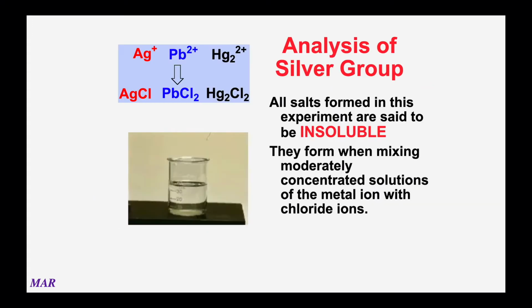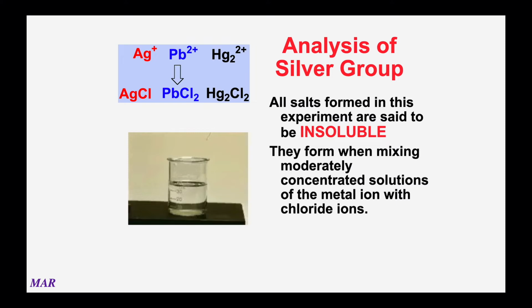The silver, lead 2+, and mercury 2,2+ ions, those three ions together are called the silver group, and they have very similar reactivity. That's why they're called that. All three of those, if they react with chloride, bromide, or iodide, they do make insoluble compounds. So with chloride, you would make silver chloride, lead 2 chloride, and Hg2Cl2.